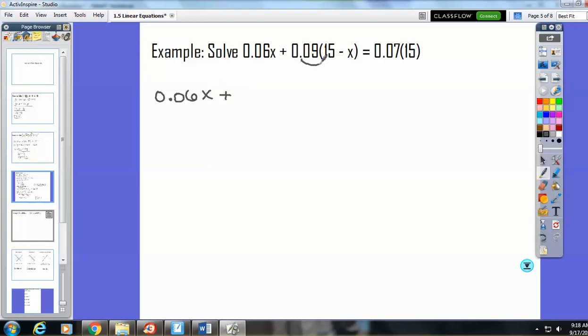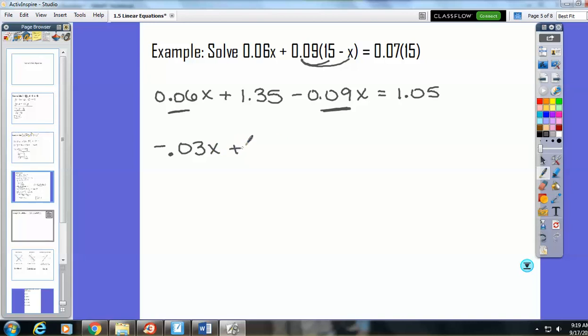Yes, actually it's 13. So if I distribute, I have my 0.09 times 15 gives me 1.35 minus 0.09x. Then I have my 0.07 times 15, and I get 1.05. Okay, we're going to add like terms now. So if I add those, add the negatives to each other, so we get negative 0.03x.